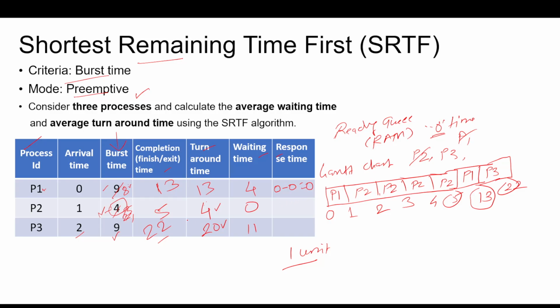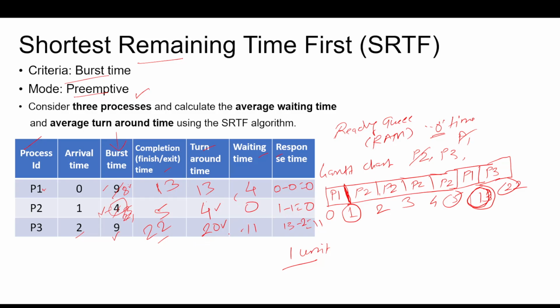When initially we are assigning the CPU to the P2 process, the initial timing for P2 is 1 minus arrival timing 1, that is 0. But you can see for the last process P3, the initial timing is 13 minus arrival timing 2, that is 11. So in this case, waiting timing and response timings are different.